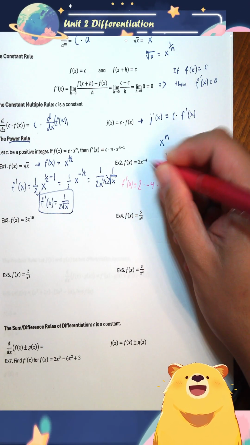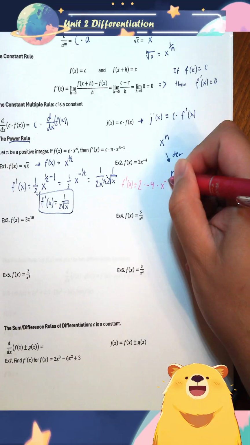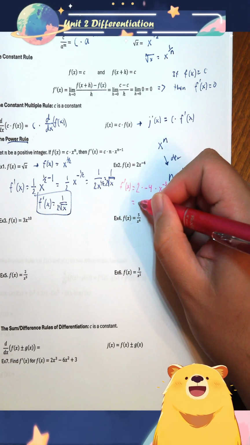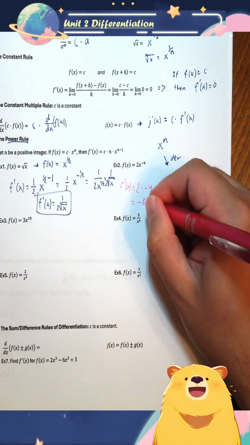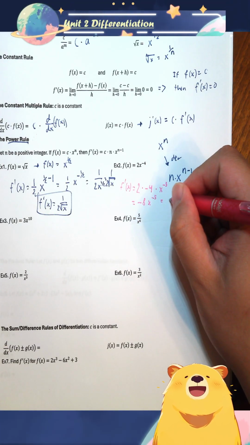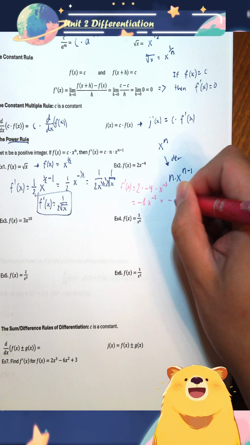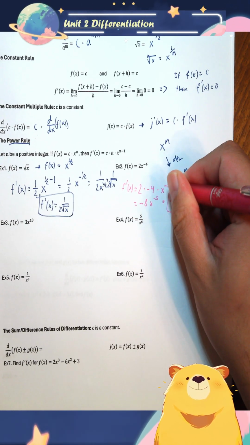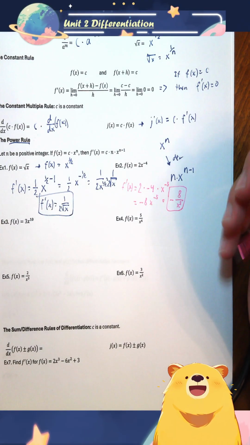Times that x still, but 1 minus this power, so negative 5. Here you could simplify it a little bit. You got negative 8, x to the power of negative 5. And if we don't like negatives in our powers, we can just rewrite it like this. Okay?